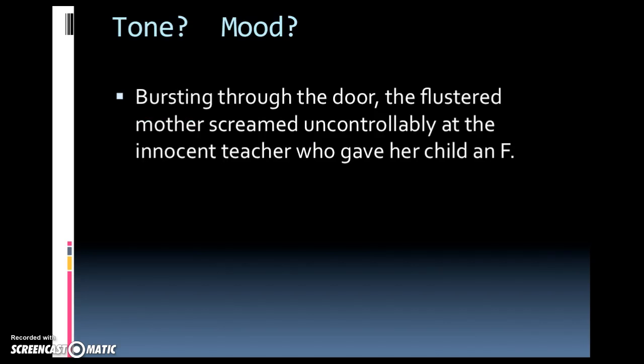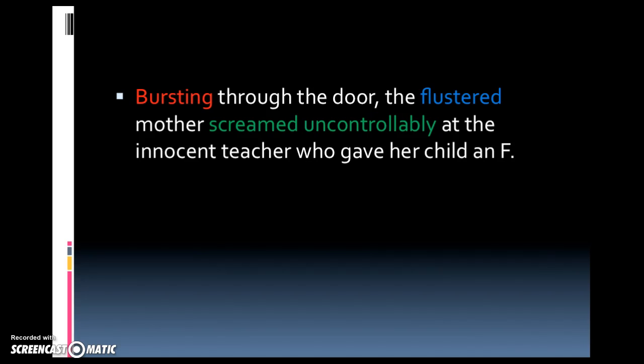Bursting through the door, the flustered mother screamed uncontrollably at the innocent teacher who gave her child an F. Look for the key words to determine what is the mood and the tone. Highlighted is bursting, flustered, and screamed uncontrollably. What do you think the mood and the tone words are?